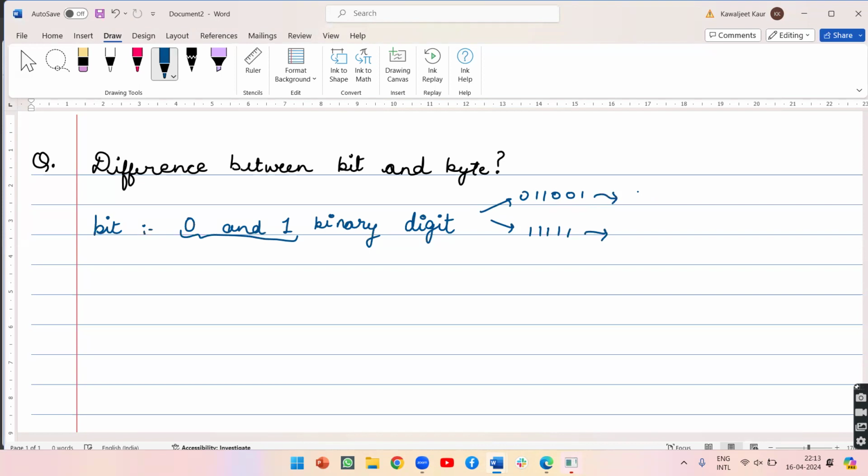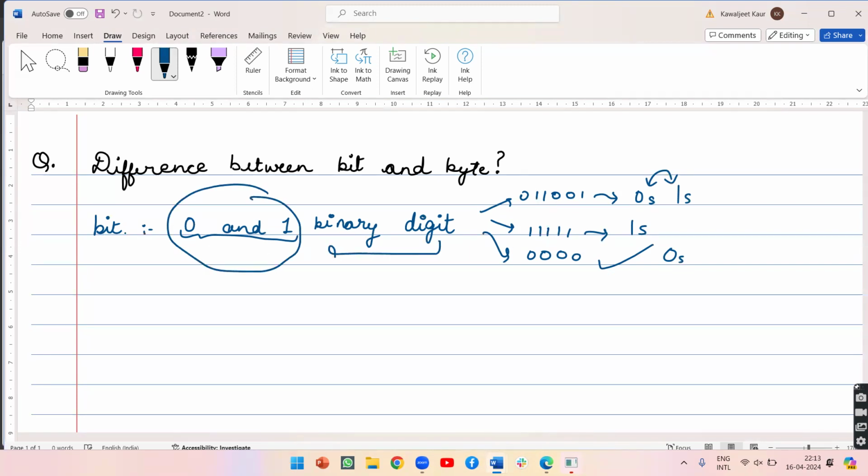Both zeros and ones can be there, and all zeros can be allowed, right? So they can be a mixture of zeros and ones. They can be only ones, and they can be only zeros. So you can see that 0 and 1 is actually the binary digit, that is the bit.